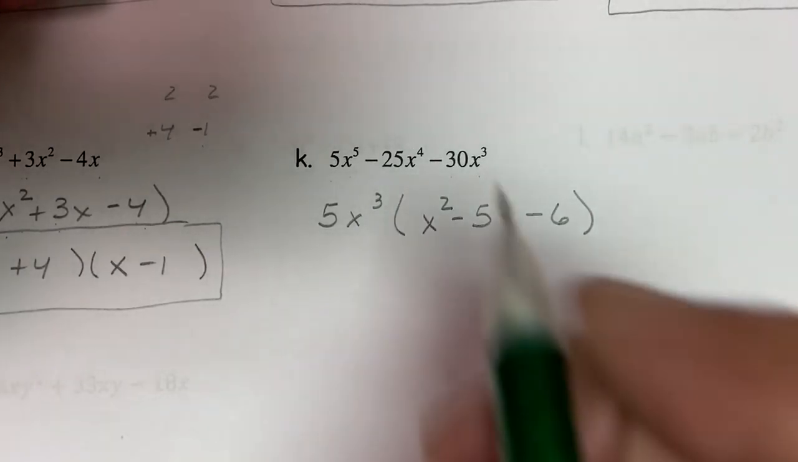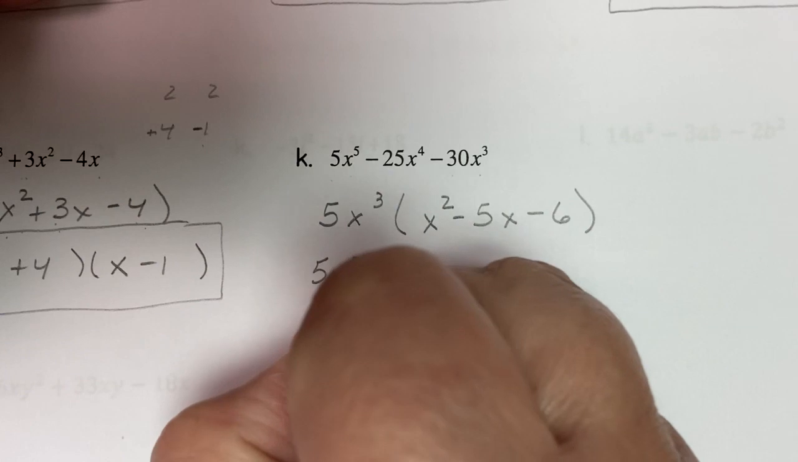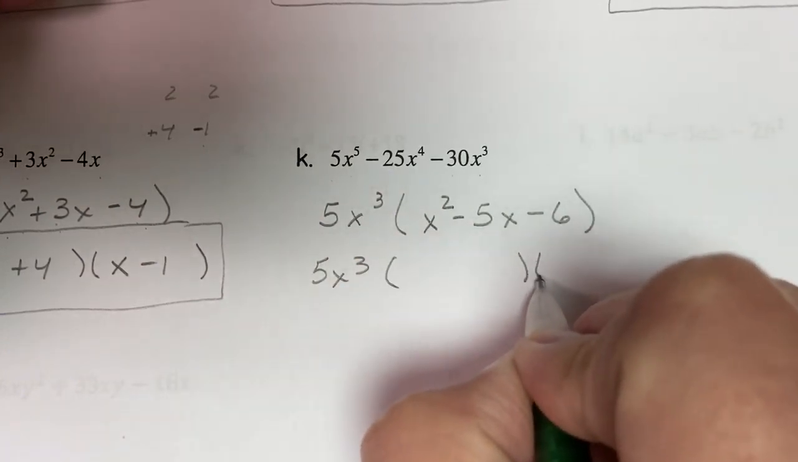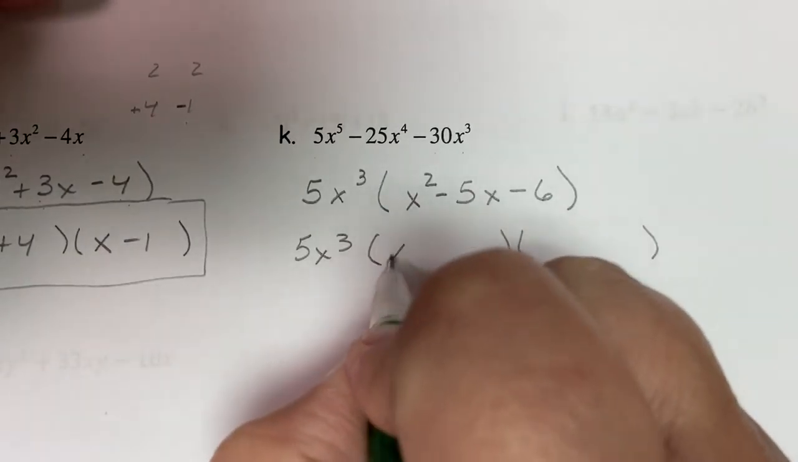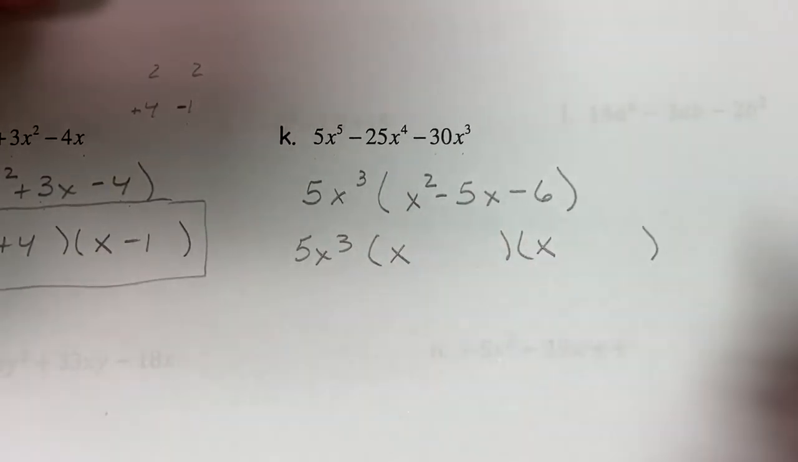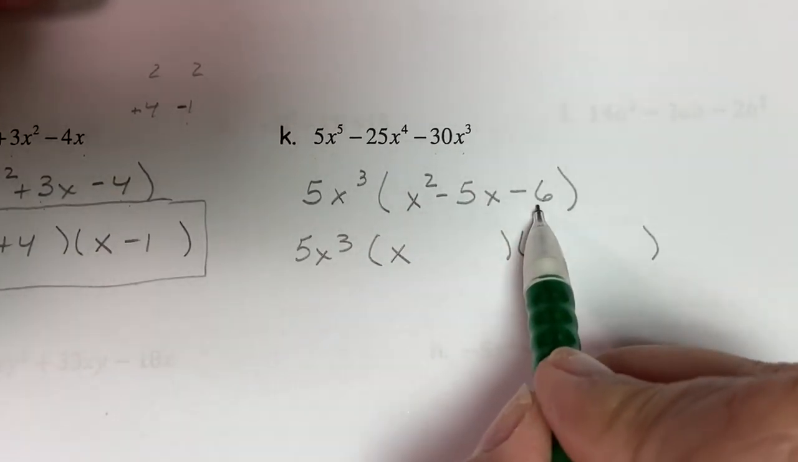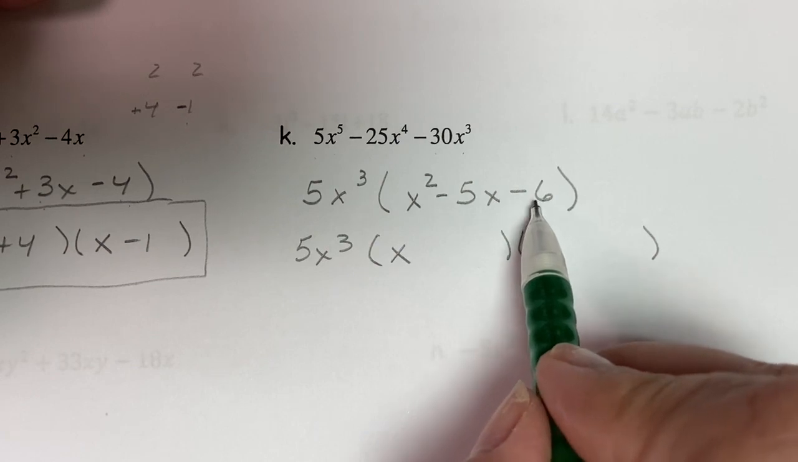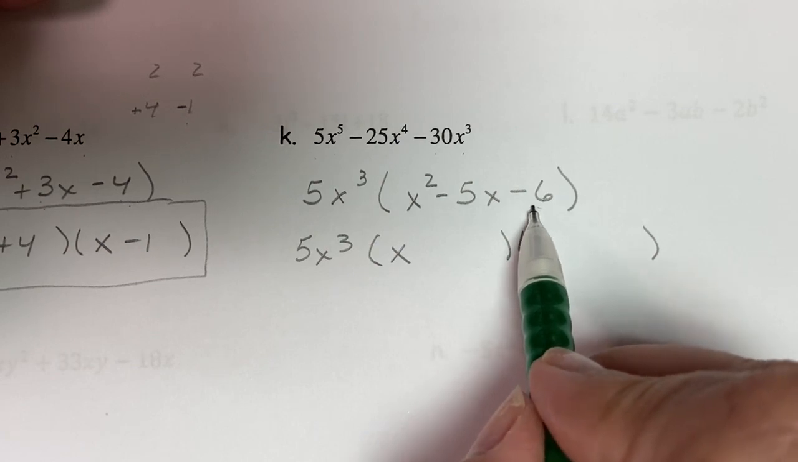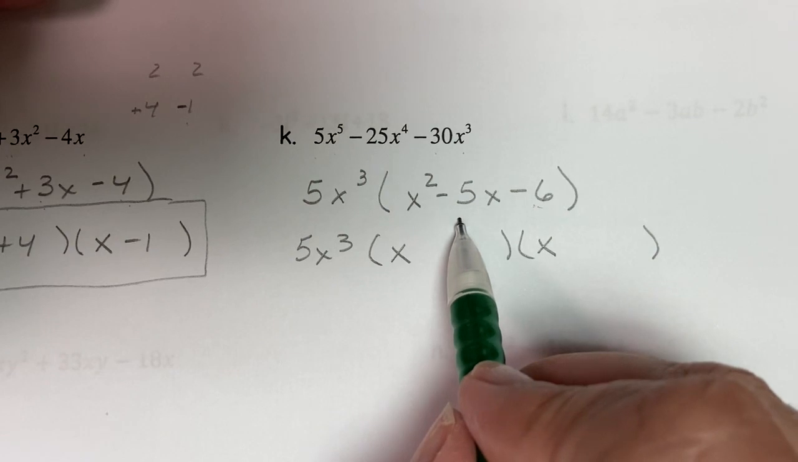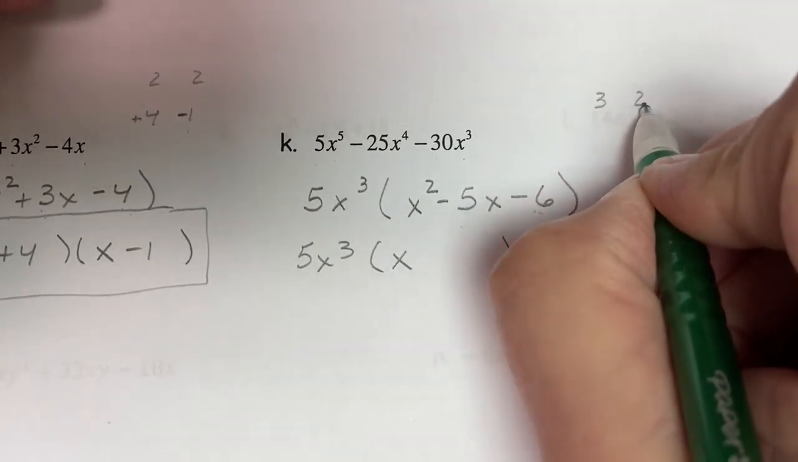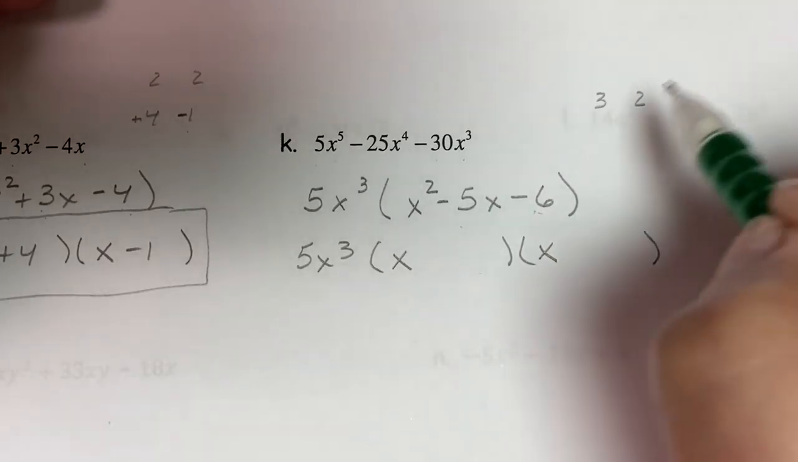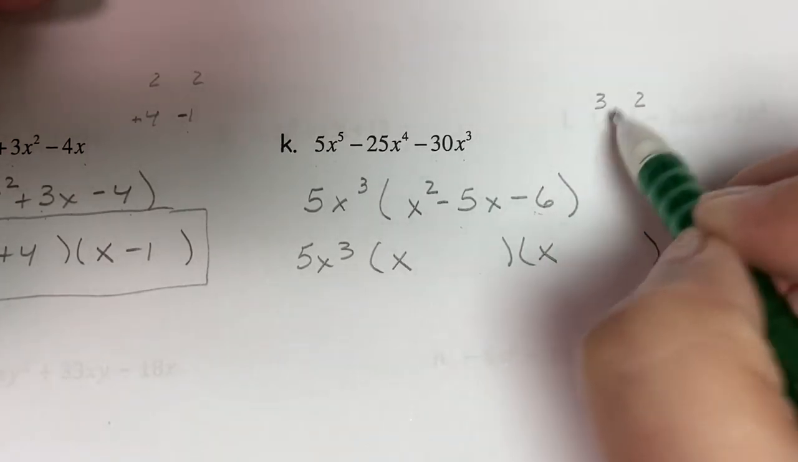So now I have a trinomial that I can factor. So I'm going to break it up into 2 sets of parentheses. I'm going to have an x and an x. Now I need 2 numbers that multiply together to get negative 6. Now remember, that means one has to be negative and one has to be positive. And add together to get negative 5. So your first instinct might be a 2 and a 3, but remember, only one of them can be negative.